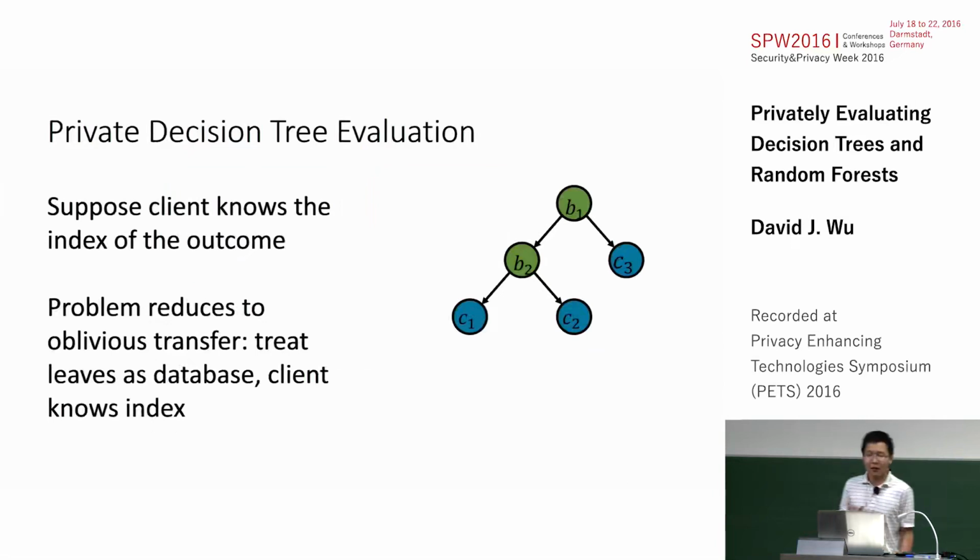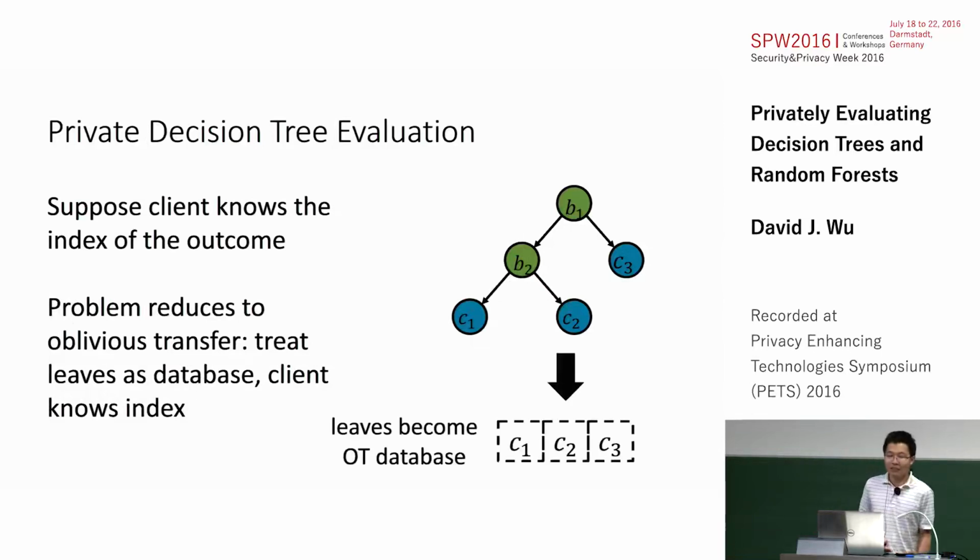Okay, so just to come back to private decision tree evaluation, how do we use OT to solve the problem? As I described earlier, if we assume that the client knew which leaf node it landed at, it can just do an OT where it requests that particular value. The server runs the OT protocol with the values of all of the leaf nodes, and this in turn reveals to the client the requested outcome.